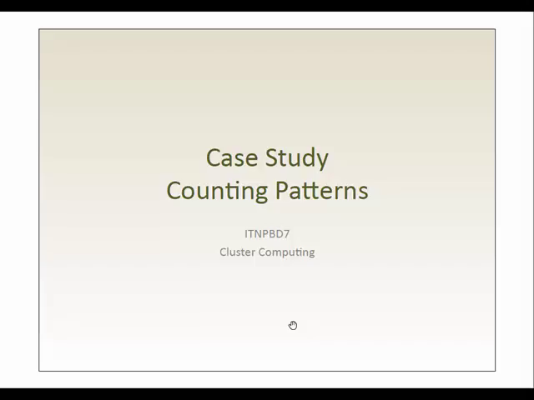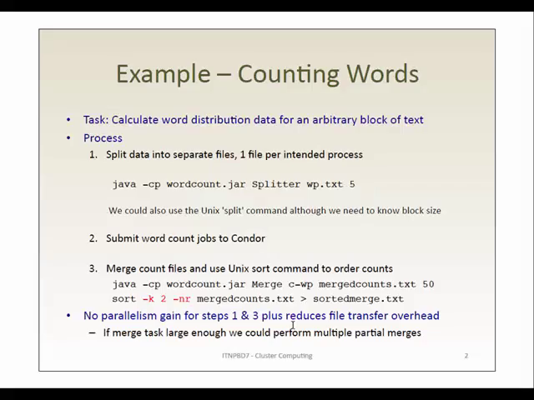So the task is to take a very large file, the largest I could freely find, WP standing for War and Peace. We will split it into 5 pieces. We will then send each of these pieces off to Condor to process and get the word counts. We'll get individual count files back for each of those 5 pieces, and then we'll merge them back together again.